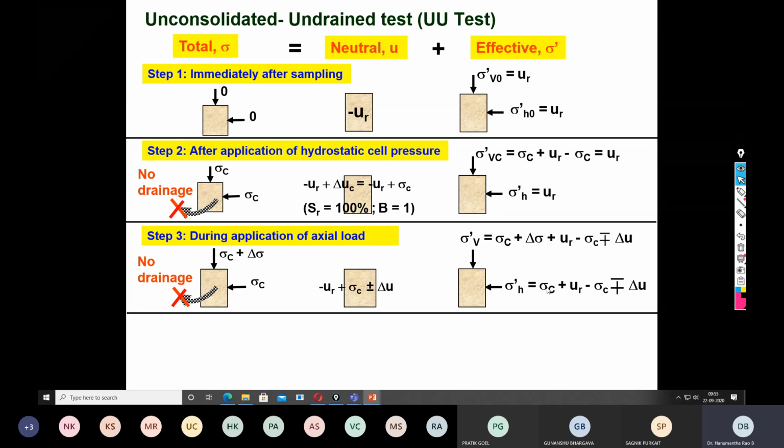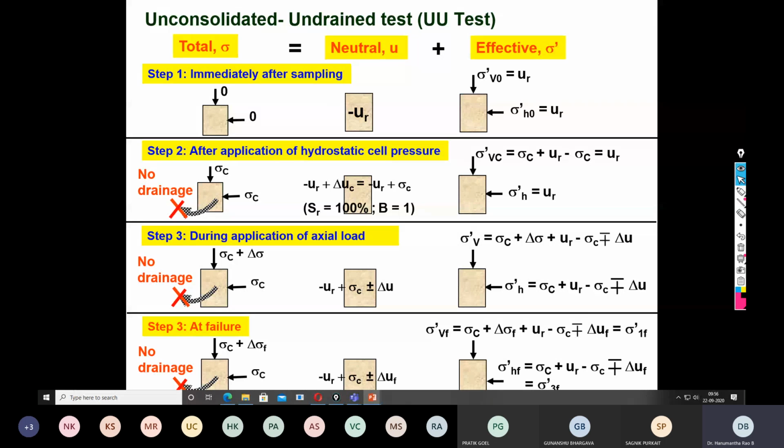So sigma h dash is nothing but sigma c minus delta u, where minus times minus becomes plus and plus times minus becomes minus. Similarly, sigma v dash is equal to sigma c, that is the confining pressure, plus delta sigma c, minus delta u r, where minus becomes plus, so plus u r, and minus into plus is minus, that is minus sigma c, and this becomes minus u r plus delta u. Okay, so this is at failure.